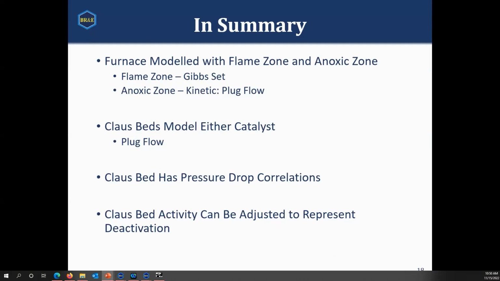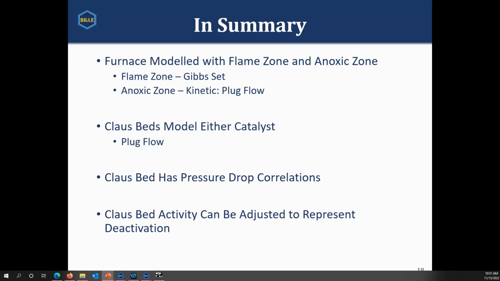We use the flame zone Gibbs set for the combustion reaction for the flame. Again, that's Gibbs set, instantaneous, and equilibrium is found, except for that CS2 and your BTEX kinetically limited reactants that are going to be using the constraints available. The anoxic zone is where we start to get kinetic within the combustion chamber. It uses the plug flow type. There you would need to put in your chamber volumes so residence times can be determined in overall conversion.